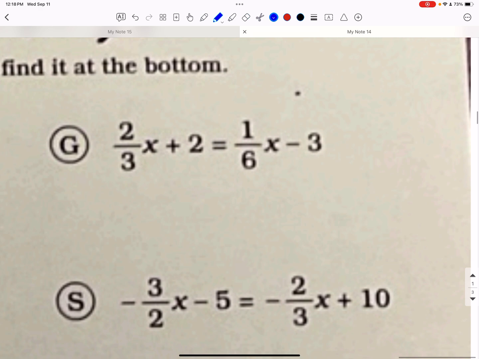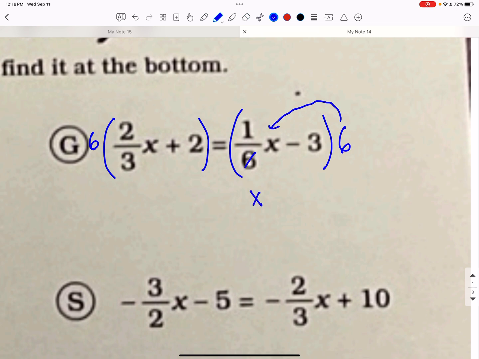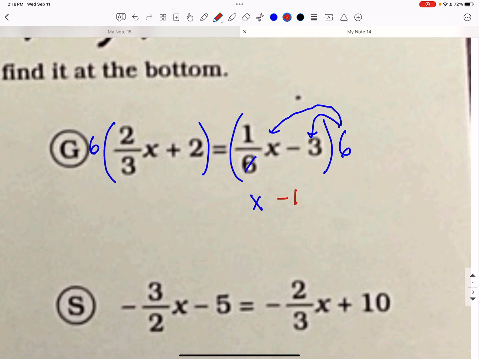This side, I'm going to multiply by 6 here because I need to cancel out 3's and 2's. Over here, it's really easy. I'm going to do this side first. This top 6 would just kill out the bottom 6 and leave me with x. This 6 times negative 3 is minus 18. I'll just switch the colors. Equals. Over here, this 6 times 2 is really easy. That just leaves me with plus 12.